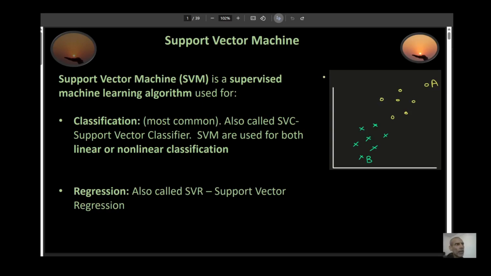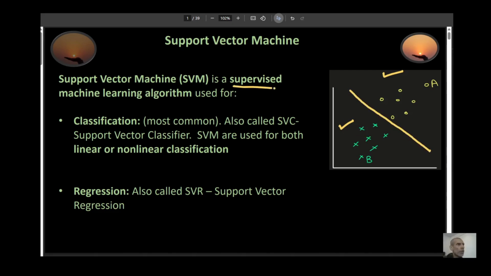Suppose you have a data point with two classes, class A and class B, and you have to find some type of decision boundary that will allow you to separate these two classes. Let's say this is that boundary. Support vector machine allows you to do that.